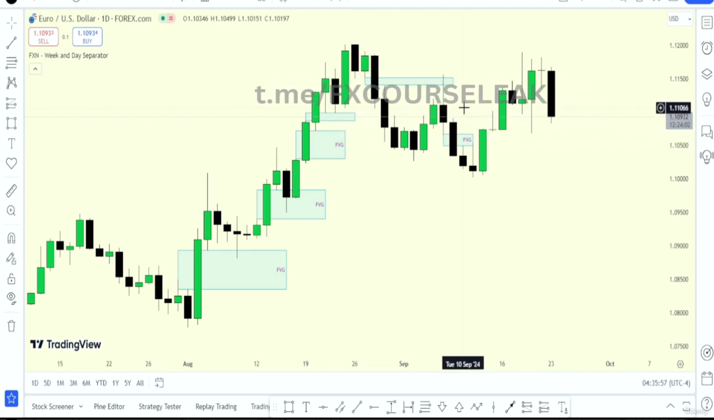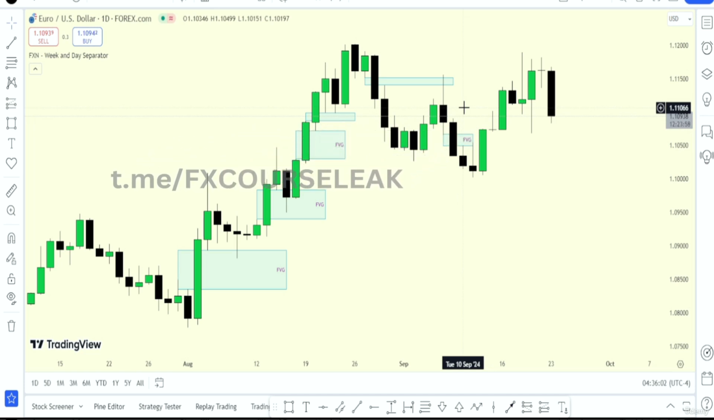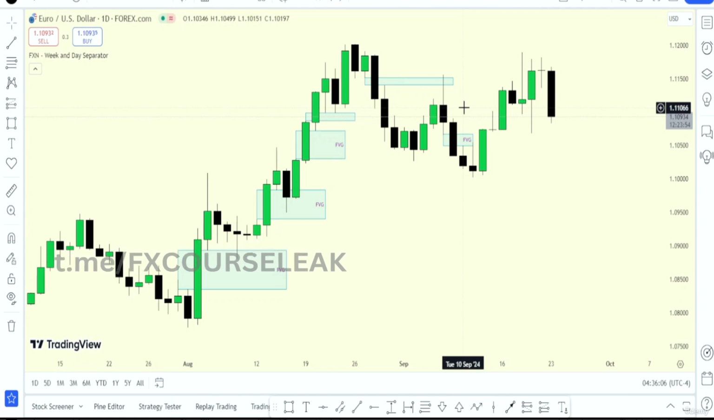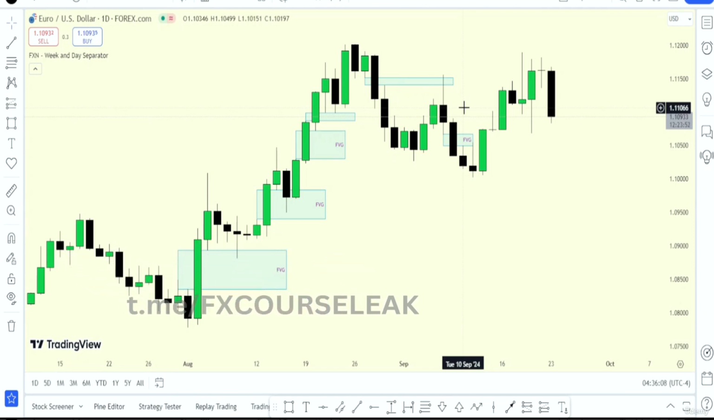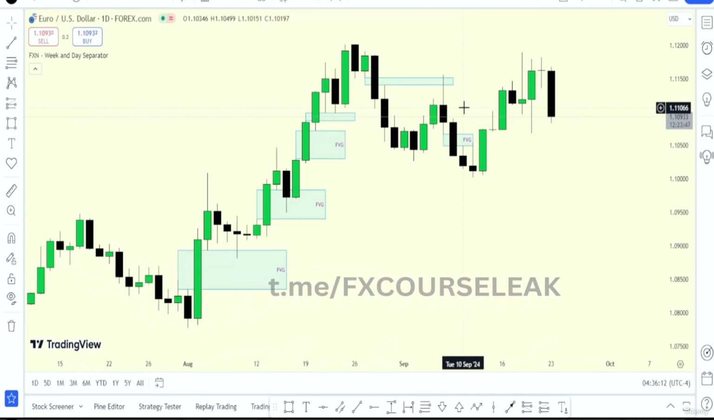You can also go to your chart and identify for yourselves examples of fair value gaps. Okay, that is for today's lesson. I hope you have understood the examples of fair value gap or what a fair value gap is. Thank you for watching.